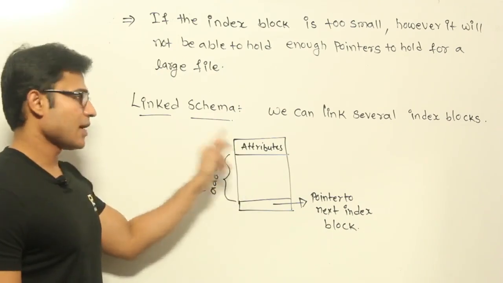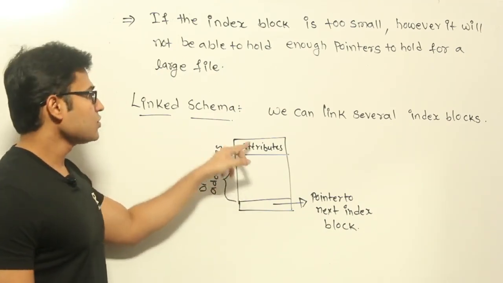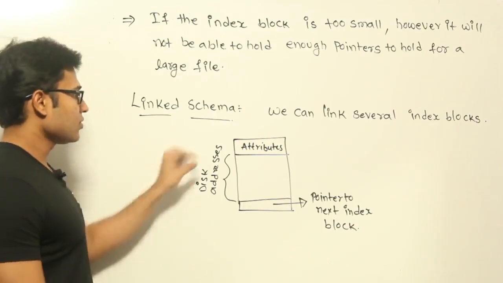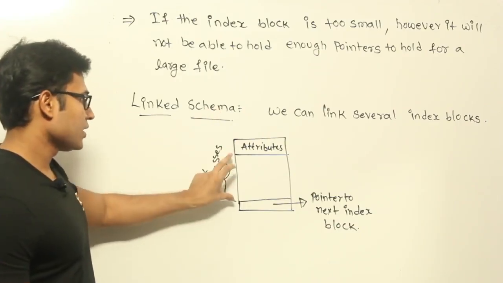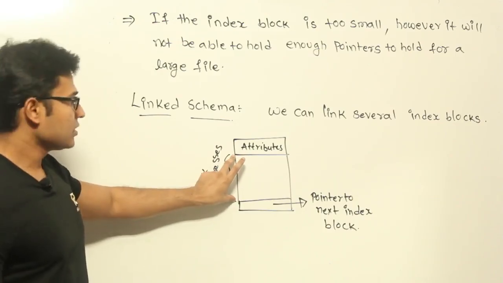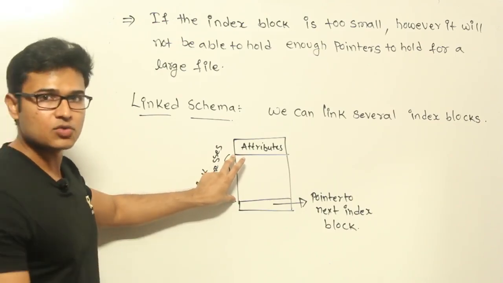Every file has some attributes associated with it. You are supposed to maintain those attributes also in the index block, right? So the index block is going to contain attributes, along with some pointers, which are nothing but the disk blocks into which our file is being stored.